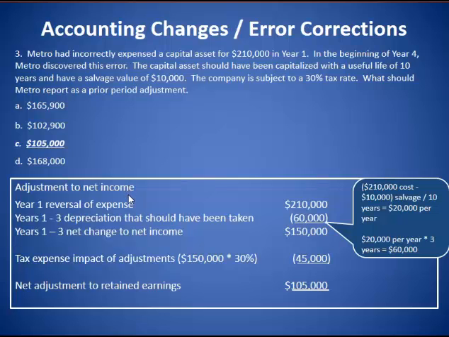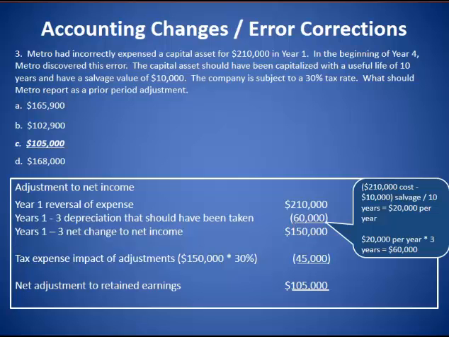In year number 1, the reversal of expense would have been $210,000 since we expensed the entire machine. That should have never gone to expense. However, if we capitalize a machine, we would have had to recognize depreciation on the machine for years number 1 through 3. And the calculation is our $210,000 cost of the machine minus the $10,000 salvage value divided over 10 years. That equals $20,000 per year of depreciation. The $20,000 per year times the 3 years equals $60,000 to get us up to the beginning of year 4.